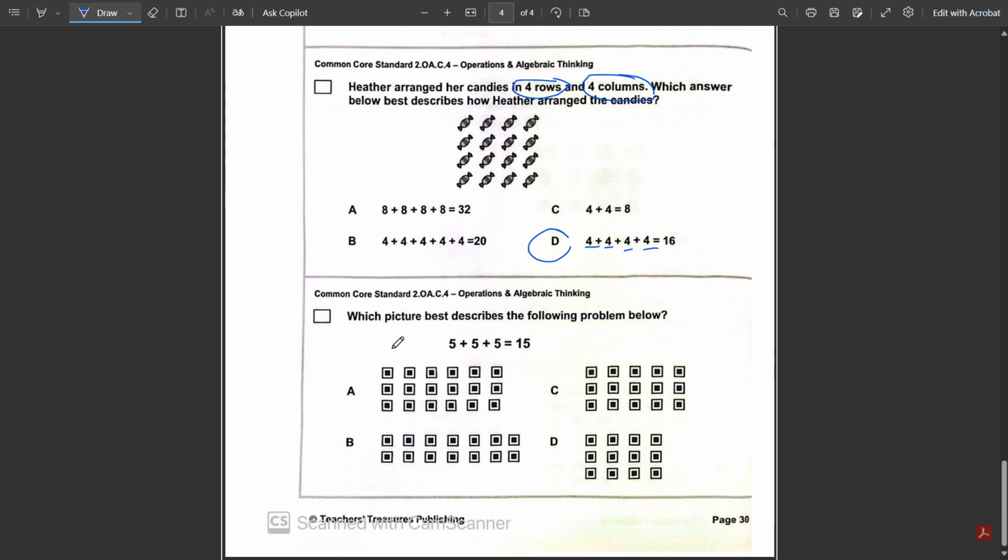Last question, which of the pictures best describes the following problem below? So first, we know that we're adding 5, so there's going to be 5 columns, and there's 1, 2, 3 5s, so there's going to be 3 rows of 5, and that is C. And that is all.